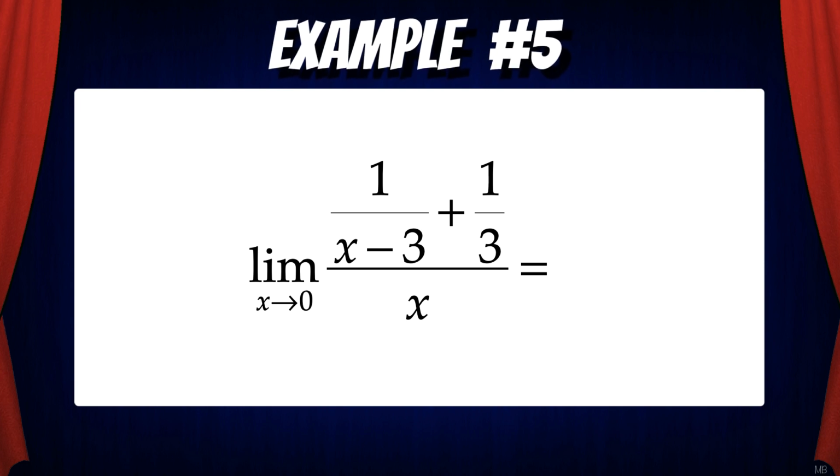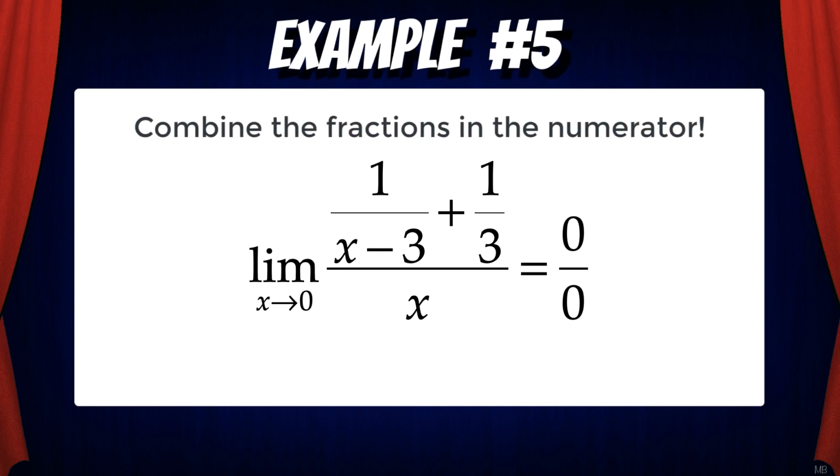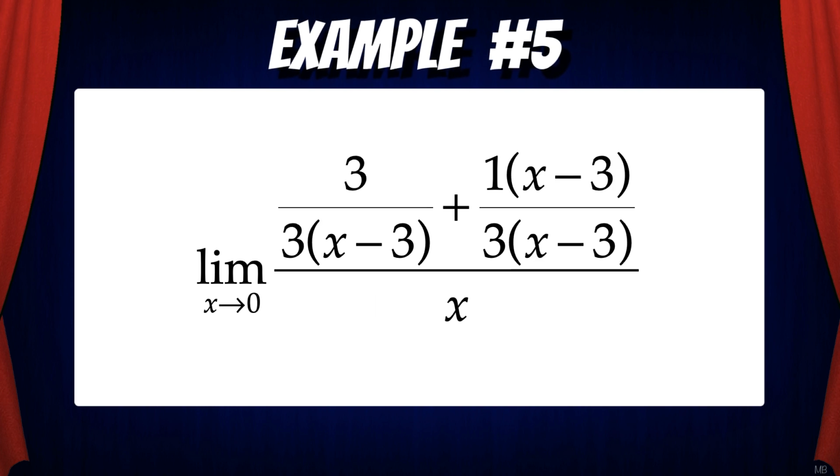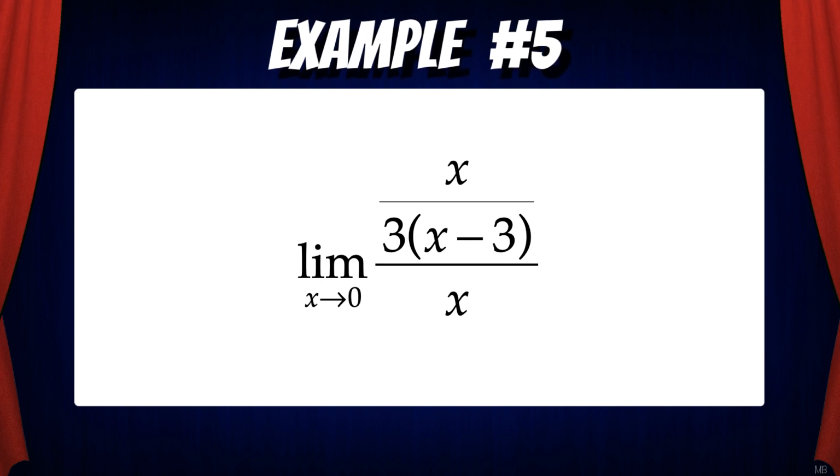Suppose we have the limit shown here, where we have complex fractions, meaning fractions within fractions. If I plug in 0 to this equation, we're going to get 0 over 0, which is again an indeterminate form. That means we have more work to do. There's no way to factor here, and since we don't have a radical, there's no need to use a conjugate. So what we're going to do is combine the fractions in the numerator and see if we can go from there. So let's combine these fractions by first finding a least common denominator, which is 3 times x minus 3. Simplifying, we get x over 3 times x minus 3 divided by x.